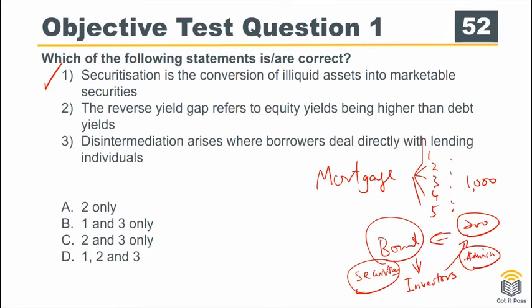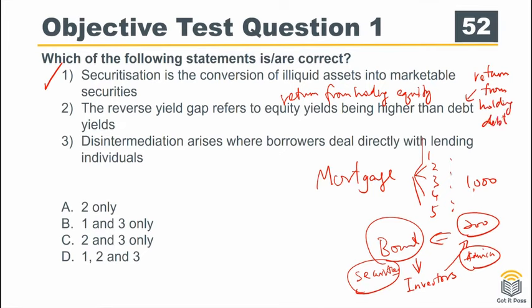So the second statement: the reverse yield gap refers to equity yields being higher than the debt yields. Equity yield means the return from holding equity, and the debt yield is the return from holding debt.